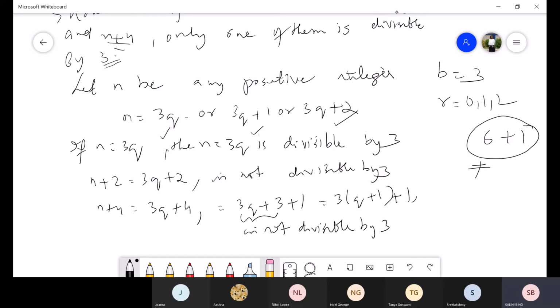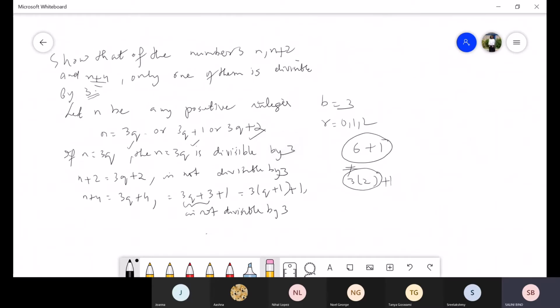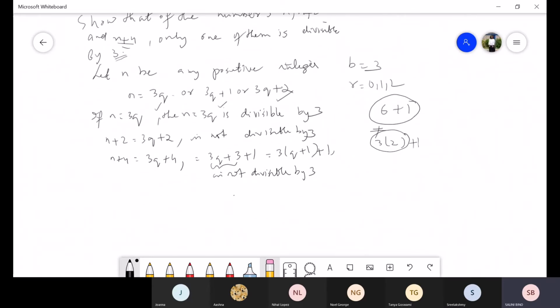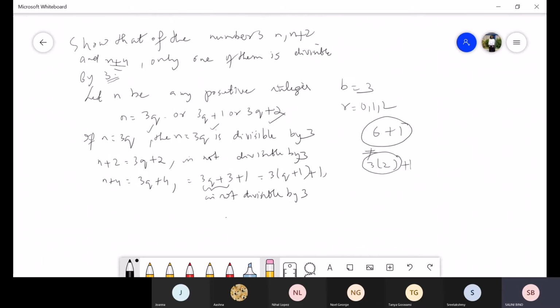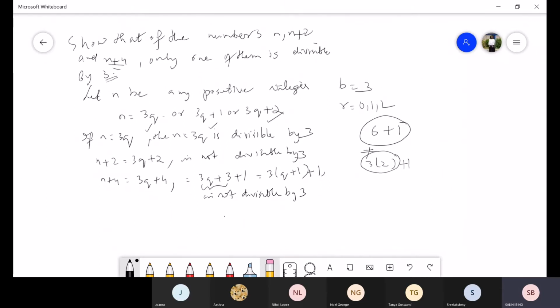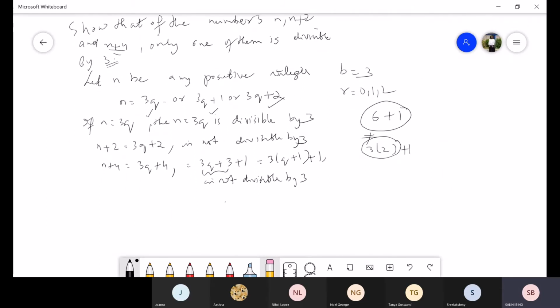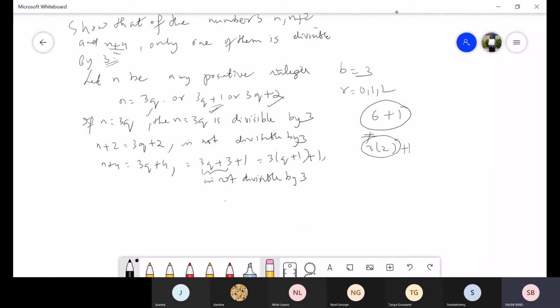Same like that. 3 into some number will definitely be divisible by 3, but if you add 1 to it, then it will not be divisible. So remember, we have taken n equal to 3q and then substituted in the numbers given, that is n, n plus 2 and n plus 4. Now the answer is not over. You have to take n equal to 3q plus 1. So first step is over.